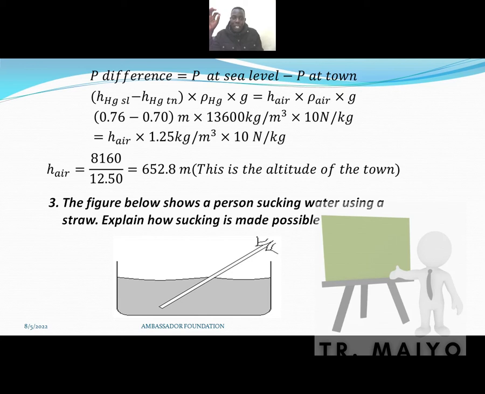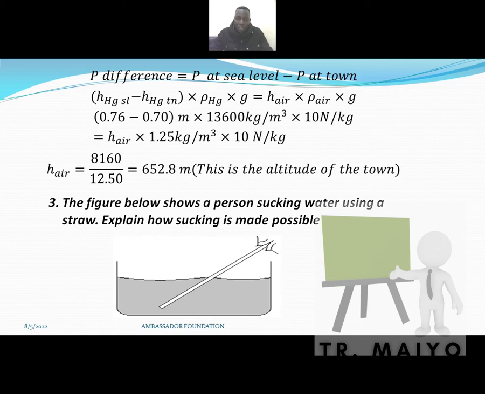Somebody picked it. When you put that straw in and you suck, you are actually creating a vacuum inside the straw, or making the pressure inside the straw lower compared to the pressure outside, which is the atmospheric pressure. So atmospheric pressure will push the liquid to rise in the straw, and eventually it reaches your mouth.